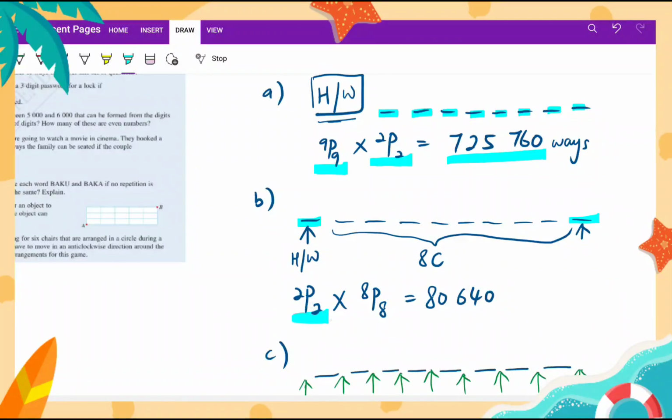Okay, so 2P2. And then the 8 children is in the middle, and there's no condition for the children. So 8 seats permutate for 8 children. So 8P8. Altogether, we have 80,640 ways.